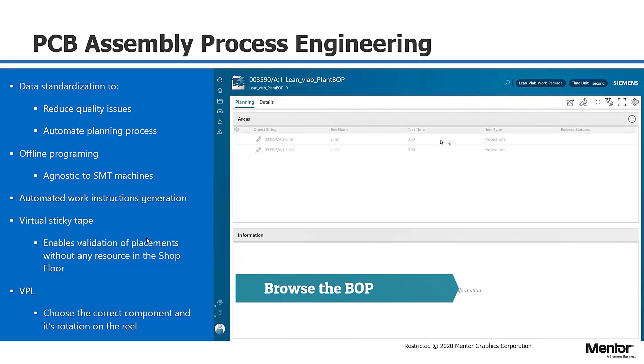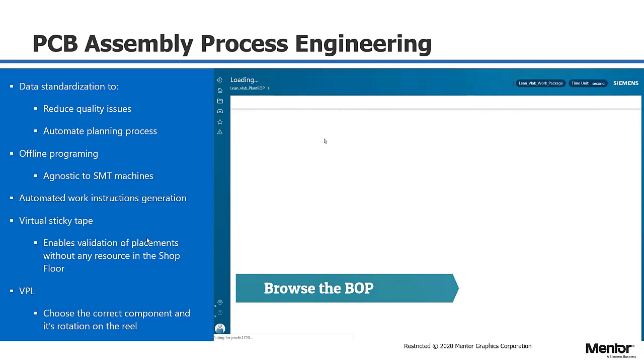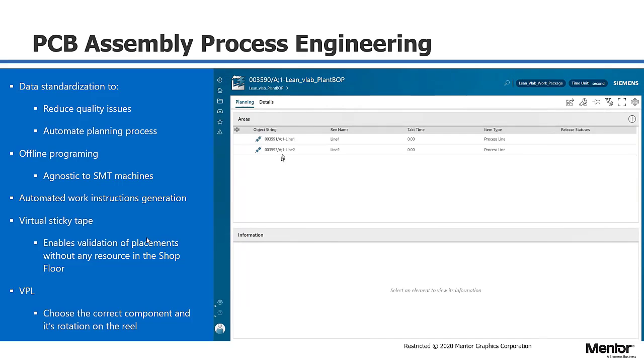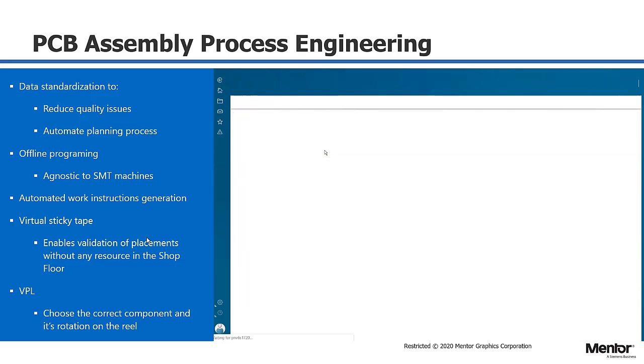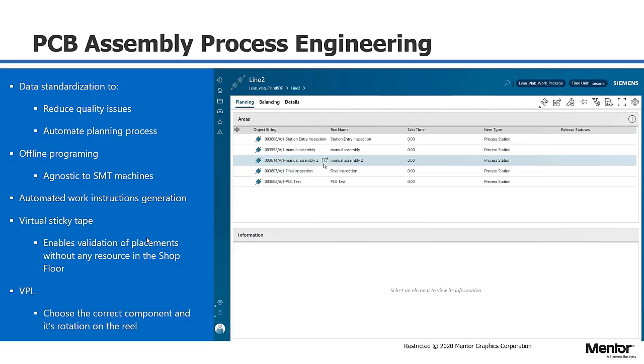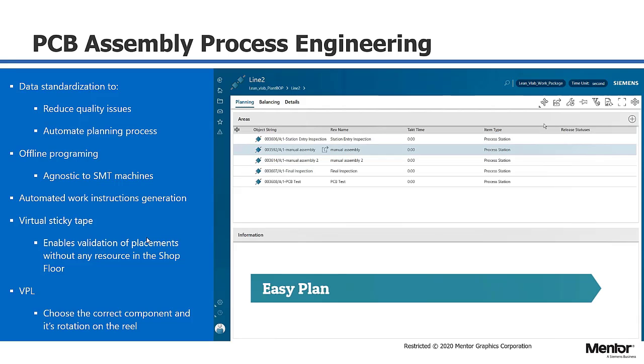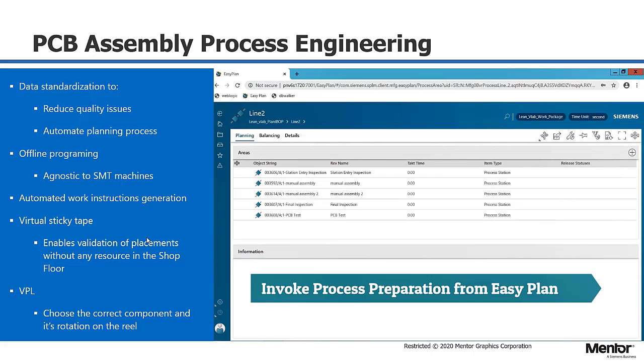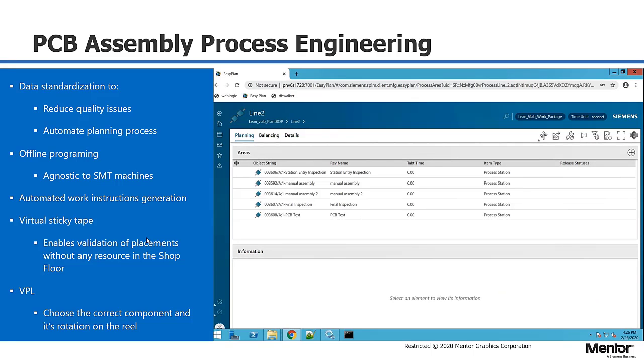In the work package, we also have the bill of process, which is actually the route of operation. If we browse into the bill of process, we can see that we have two production lines. In the first line, the auto assembly and auto inspections are taking place. And in the second line, the manual assembly and the PCB test occur. Clicking on this button, EasyPlan invokes process preparation with the engineering data automatically loaded into it.